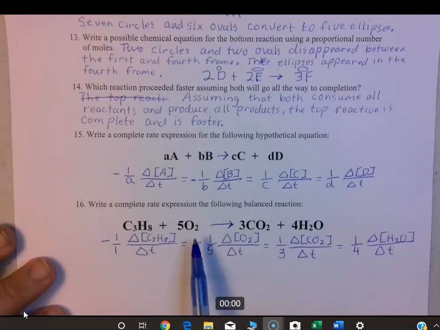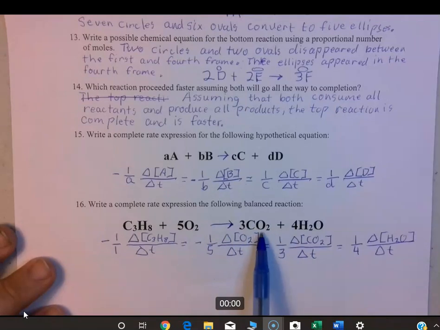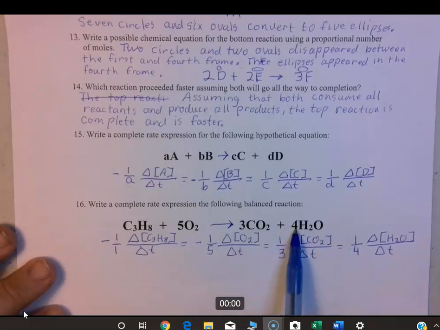Now we move over to oxygen. It's negative 1/5. You flip the 5 and you got change in concentration of oxygen over change in time. And now we go over to the product side. Still equal signs between all of them. And it's 1/3. It's a positive number because it's a product. It's being produced. So the concentration of this is increasing. And then equals 1 over 4. Flip that number, and it's the concentration of water per change in time.